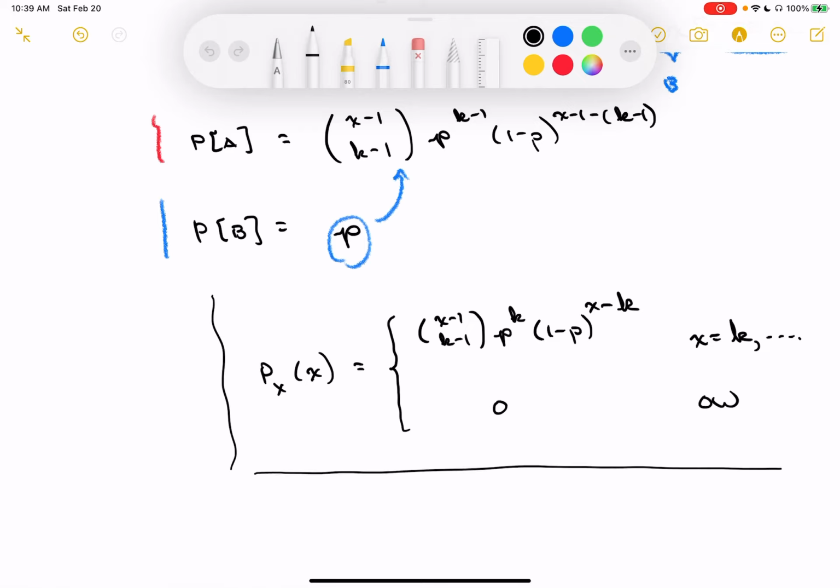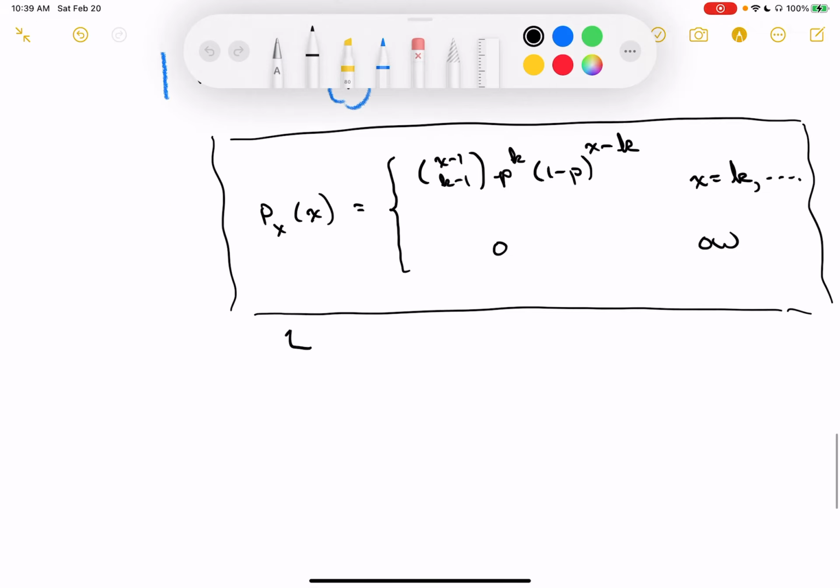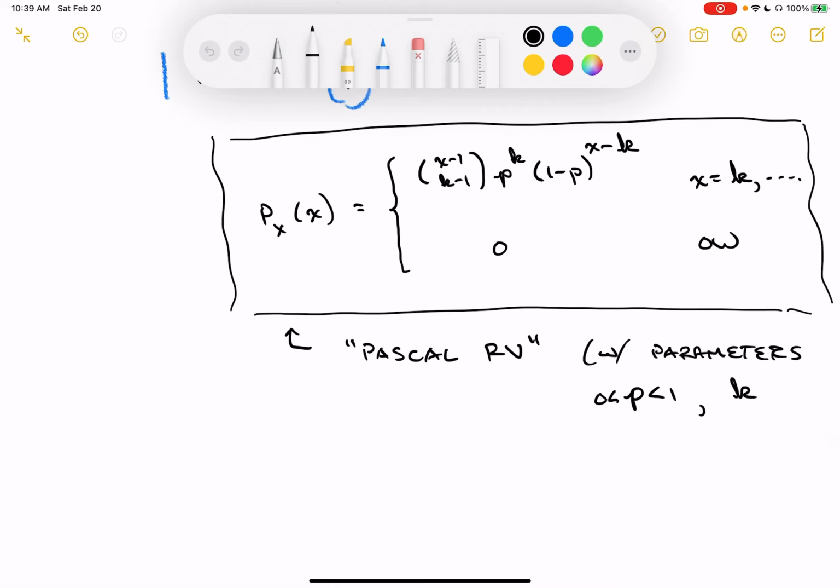What are the parameters on this guy? Well, the parameters are the success probability, that's the p, and the other parameter is k, the number of successes that we were looking for. This particular one is called a Pascal random variable, with parameters little p, which has to be a valid probability, and a number of successes k. That number of successes is going to be an integer greater than or equal to 1. It wouldn't make much sense to talk about waiting for your 0th success.